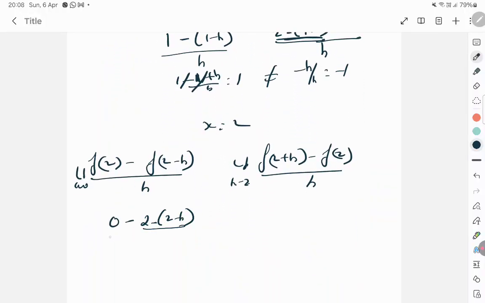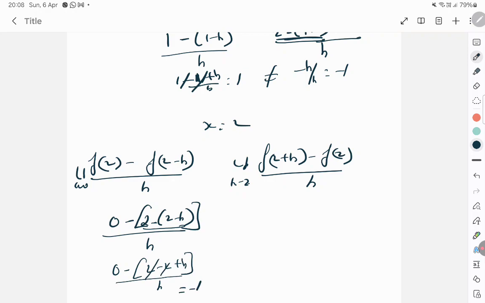This one term by h. So open the bracket: 0 minus, and 2 minus 2 minus h has to be within the bracket. So it's 2 minus 2 plus h. So it will be minus h by h. The answer will be minus 1.